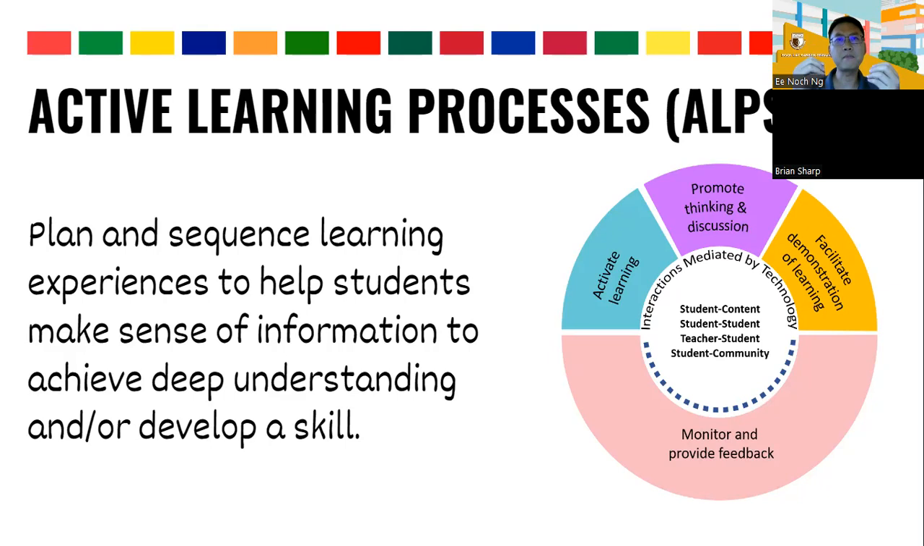To elicit that prior knowledge, some people call it the hook, you need to engage the students and get them interested in the lesson. Then you need to facilitate thinking and discussion. You need to have activities and tasks that promote thinking and discussion for the students, so that they're not passive. They are thinking, they are discussing, they are collaborating. So that's the second part, to promote thinking and discussion.